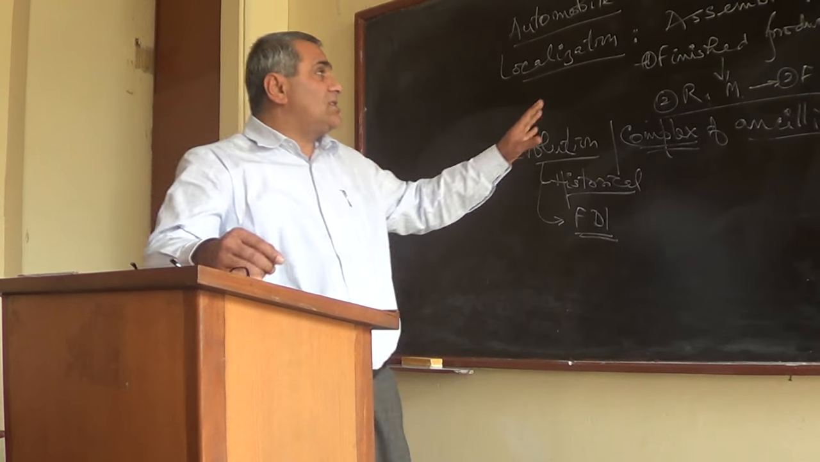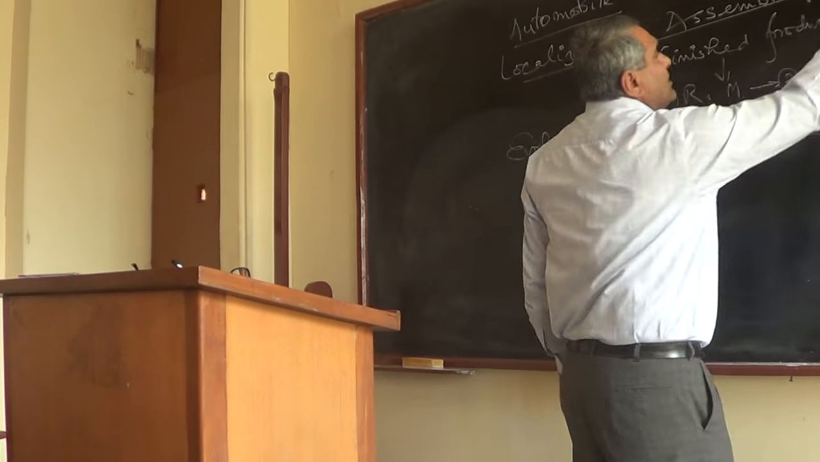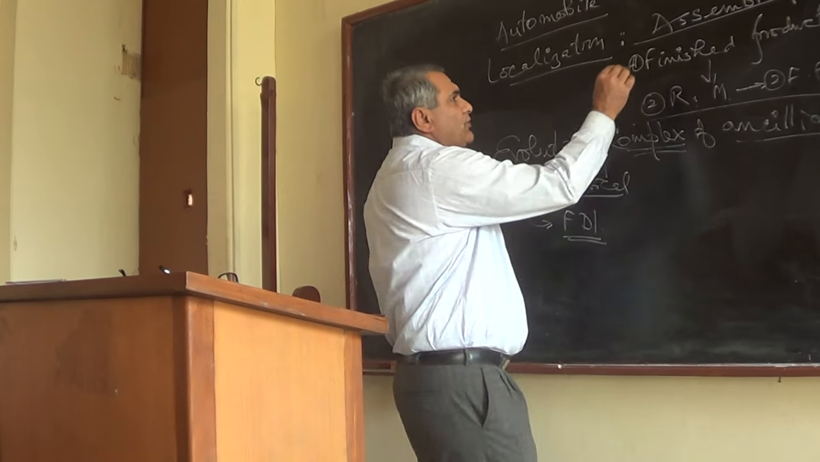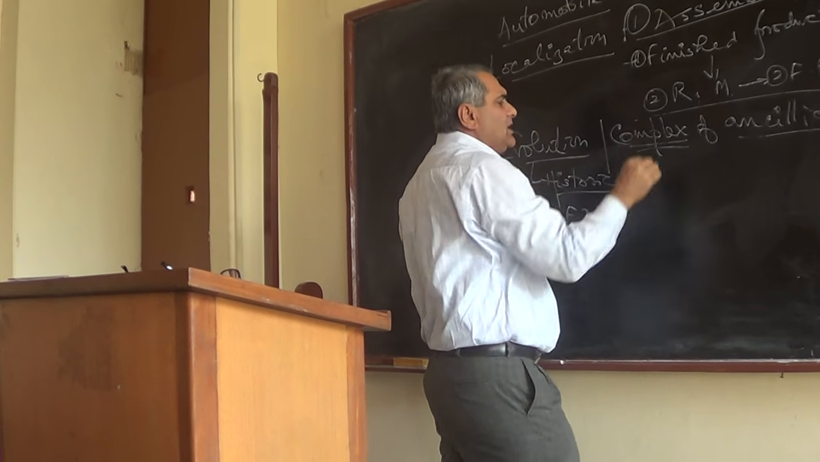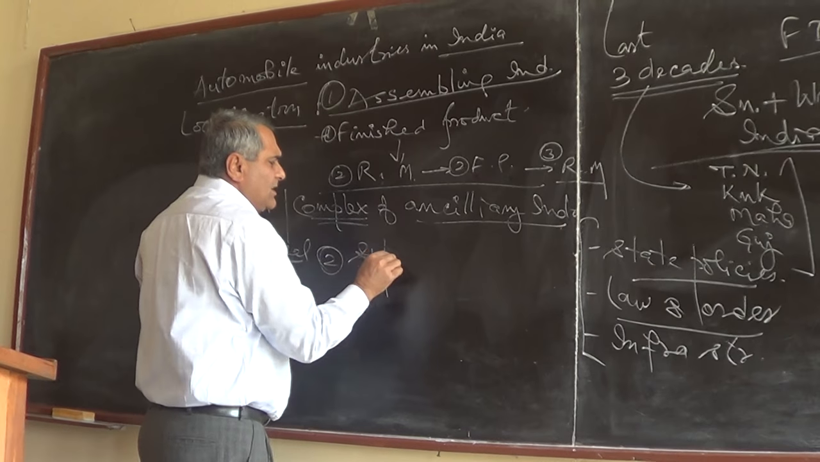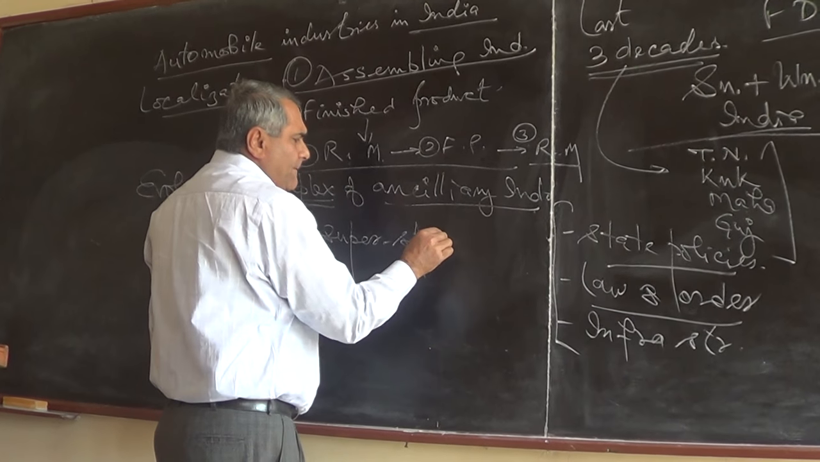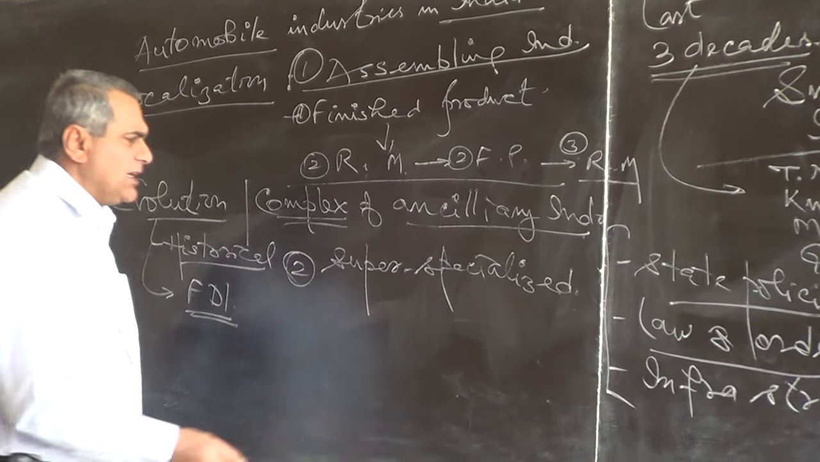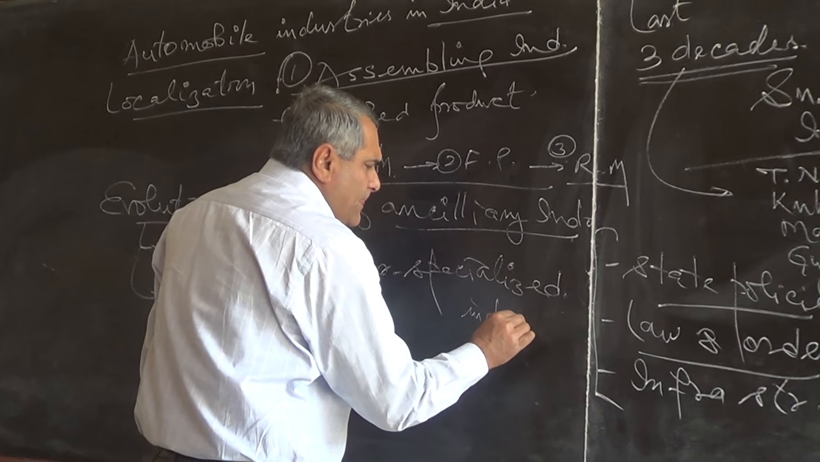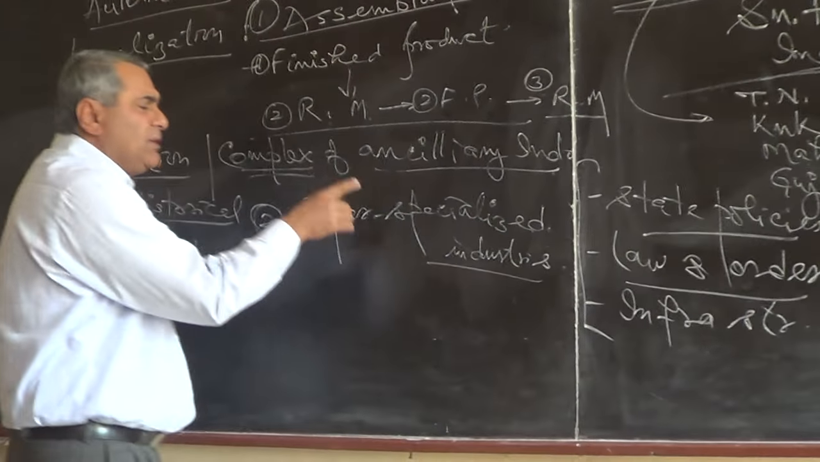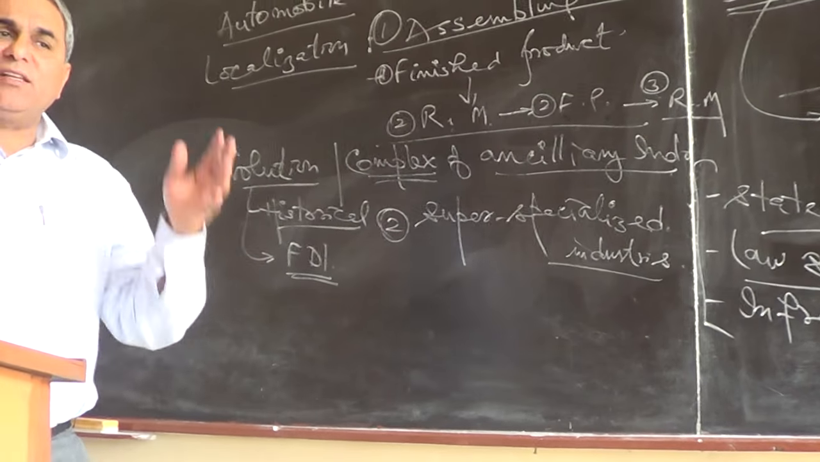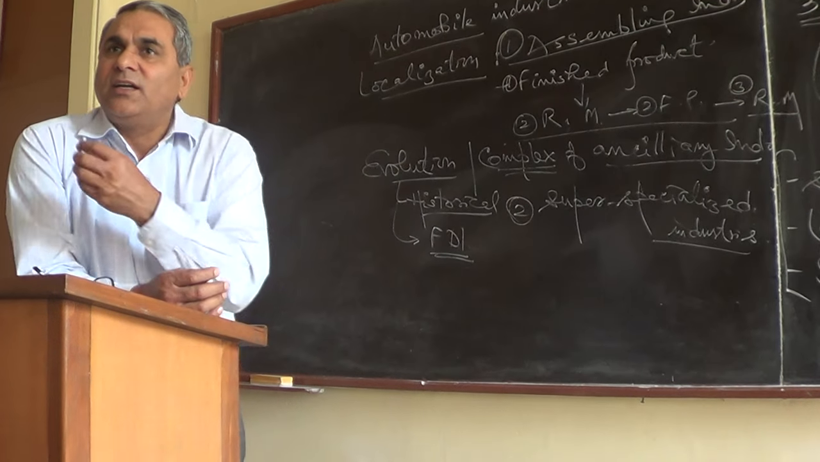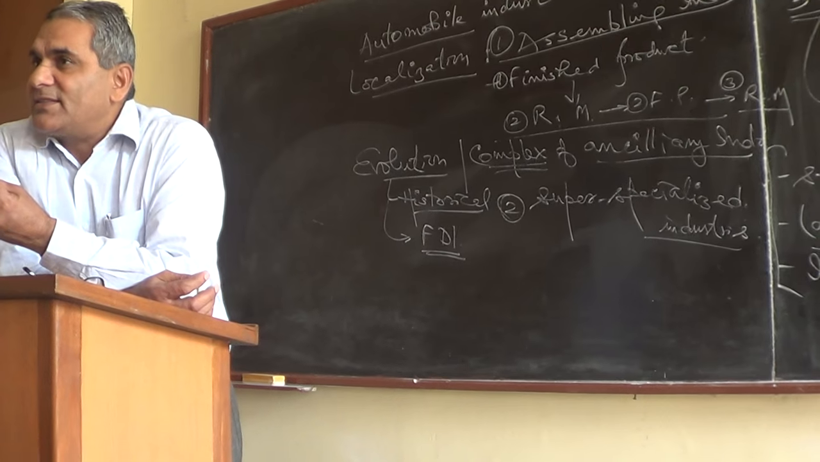So this automobile industry, it is the assembling industry. So it is highly super specialized industries. So this is one factor, this is assembling industry. Second is super specialized industries. Every product is a super specialized industry. And super specialized means every product of every industry, whether it is a small industry, cottage industry, or household industry, or ancillary industry, they are making the product of international standard.